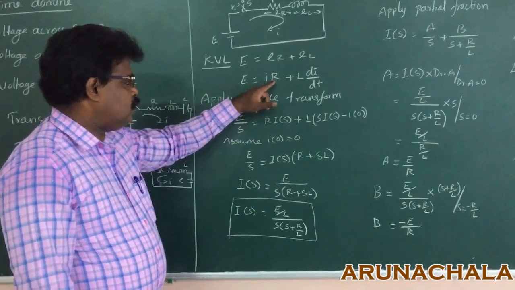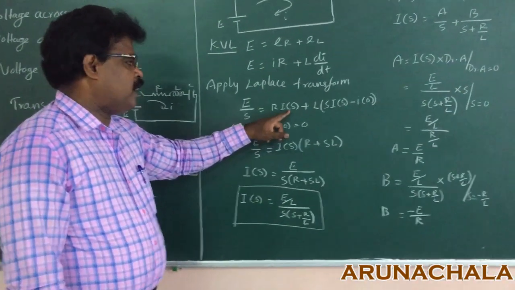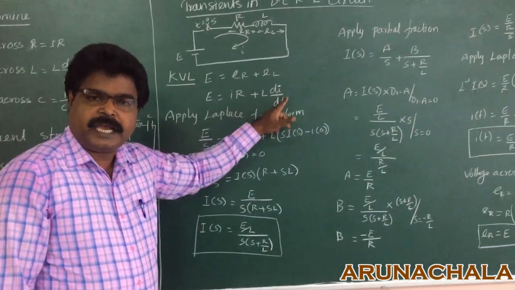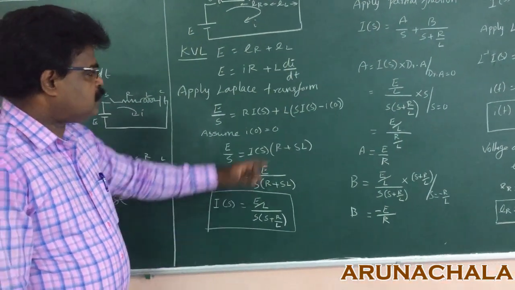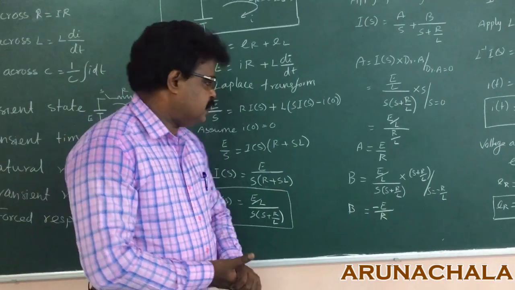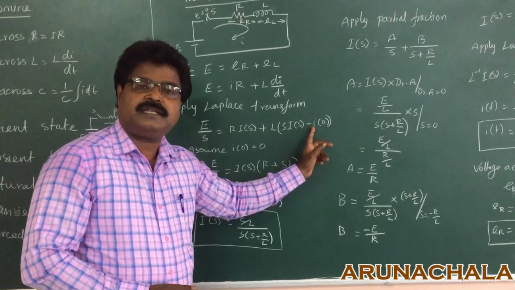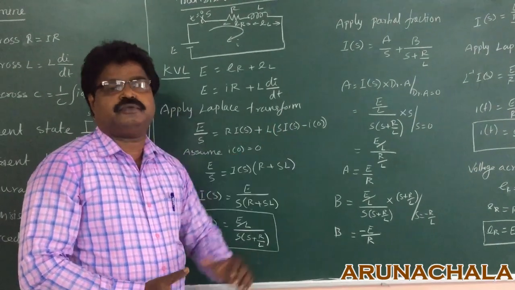That is equal to R into I. What's the Laplace transform? I equal to I of S, plus the Laplace transform of L into di by dt. So the Laplace transform of L into di by dt is S into L into I of S, minus I of 0. What is this I of 0?